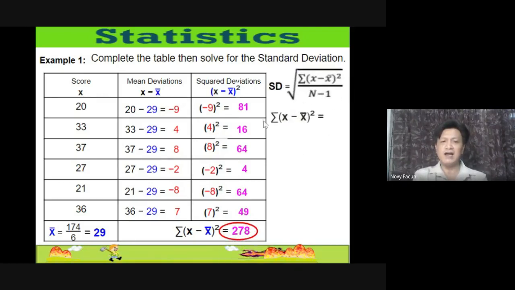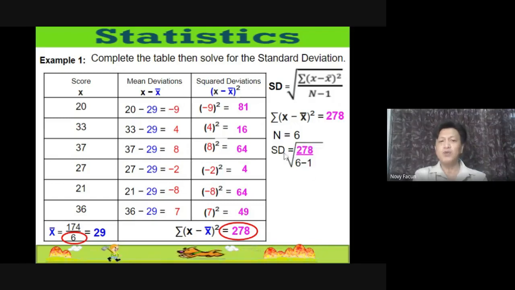Okay, so ang kailangan lang natin dyan, yung summation dito sa square deviation. Yun yung 278. At yung n natin dyan, di ba yung number of observation, yung ilan ba yung score dyan? Meron tayong 6. And then, you can now substitute to the given formula. So, SD is equal to square root of 278 divided by 6 minus 1. Kasi yung n natin dyan, yung 6, babawasan natin 1. Kasi 1 yung constant sa formula.